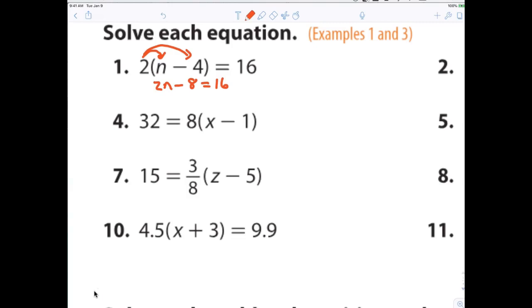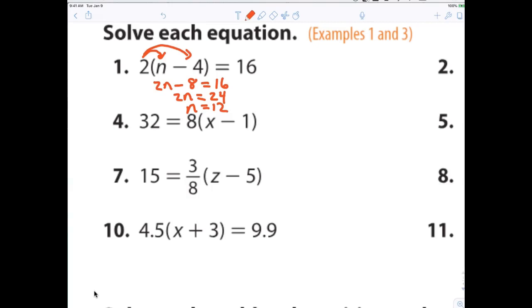Now, it's a two-step equation. So how do I undo a minus 8? You're going to add 8. When you add 8, you're going to get 2n equals what? 24. 2n equals 24. And then undoing multiplication, we would what? Divide by 2, so you would have n equals what? 12. You would have n equals 12.